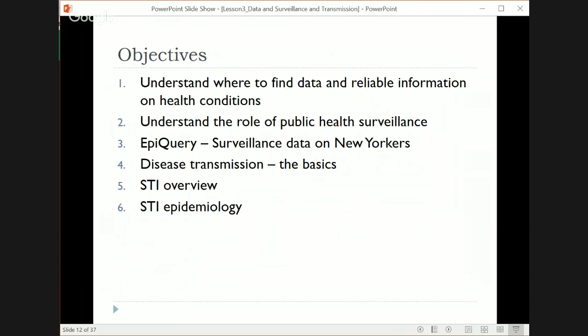All right, so the objectives for today: first, you're going to understand where to find data and reliable information on health conditions. Second, to understand the role of public health surveillance. And related to that, I'm going to show you EpiQuery. I imagine, though, by now that Erin might also have shown you EpiQuery. You'll be using it a lot for the morning half of this class. And then we'll go over some of the basics for disease transmission. I actually have STI overview on here. I'm not going to do that this year. I'm just going to go over some of the STI epidemiology, and then have you do the in-class assignment.